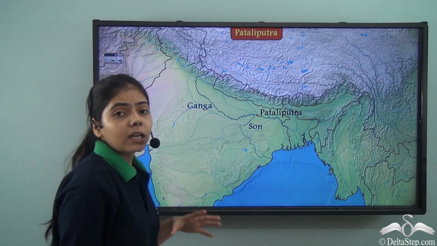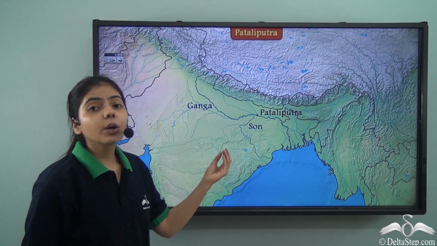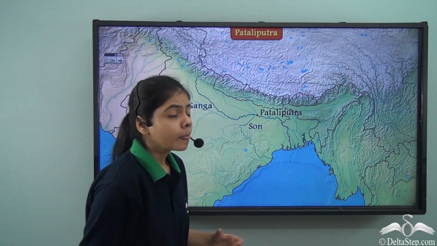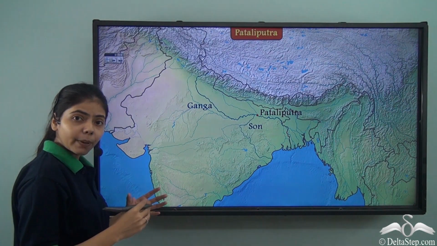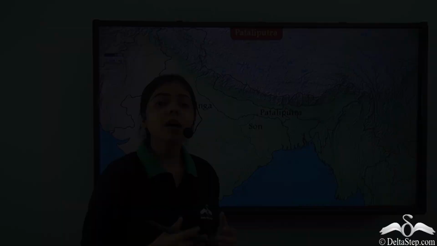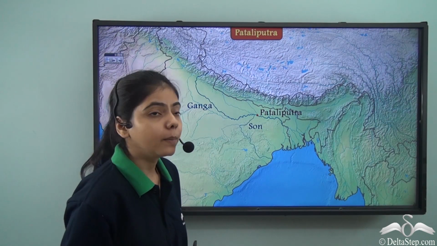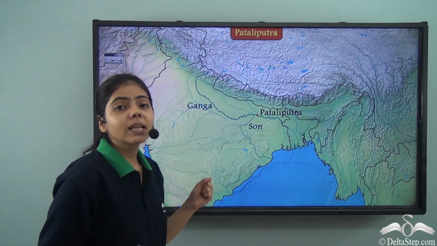Now coming to Patliputra, as already mentioned, Patliputra was the capital city of the entire empire. So obviously the capital city should be well flourished because it is the major hub of the empire. So like Delhi is the capital city of our country and has many important buildings like the Rashtrapati Bhavan and the Parliament. Similarly, Patliputra was also very important because it was the capital city.